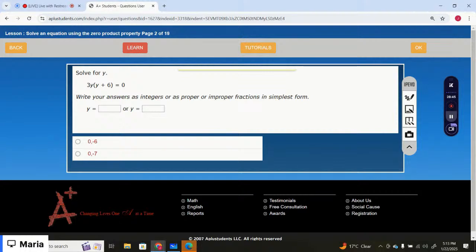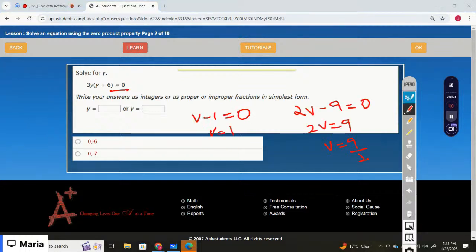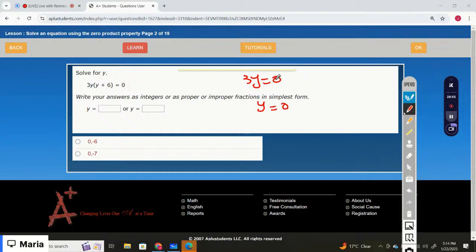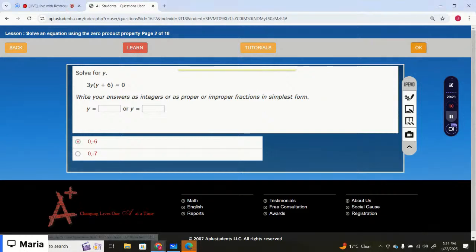Solve for y, which is the correct option? Three y equals 0, that means y equals 0. Y plus 6 equals 0, y equals negative 6. So which is the correct option? Option number 1 is the correct option, that is 0 and negative 6.